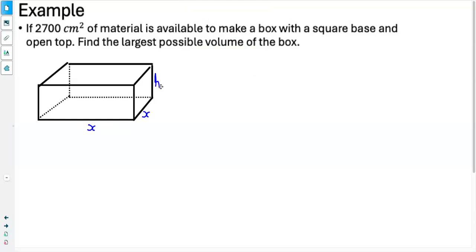Now if we look at our area of this, we know the base is a square. So our base is just going to be x squared. Now if we look at any side, our area would be a rectangle. So our base times our height. So we'd have xh for this side, xh for this side, xh for that side, xh for that side. So that gives us plus 4xh. Now we're given our total area is 2,700.